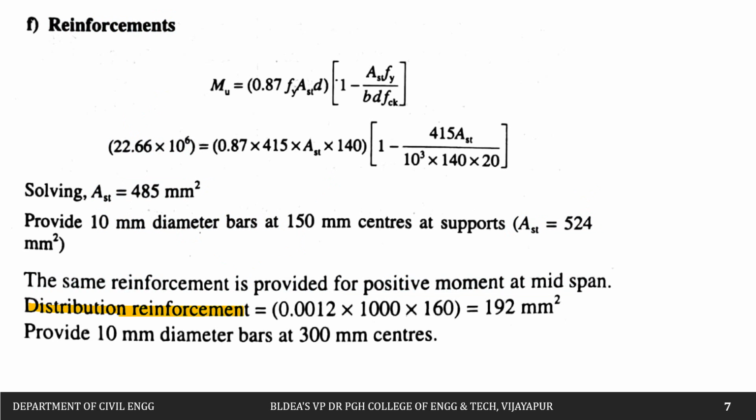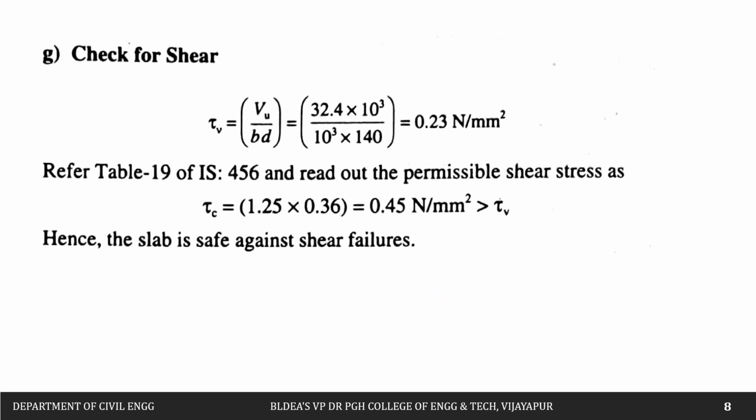The next is regarding the distribution steel, that is 0.12 percentage of B into D, where B is 1000, D is 160, so therefore minimum required will be 192 mm square. So therefore for this we can provide a distribution steel that is 10 mm dia about 300 mm center to center. Then next, usually what happens is that the slab is going to pass a shear check.